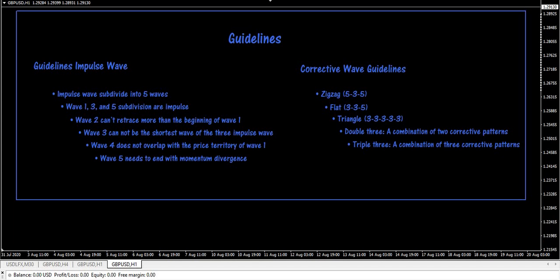One thing you need to know about the subdivisions and your extensions is a lot of people think that your third wave is the extension. Guys, the third wave is generally the one that extends, but it's not the only extension that you get. You get first wave extensions, you get third wave extensions, and you get fifth wave extensions.